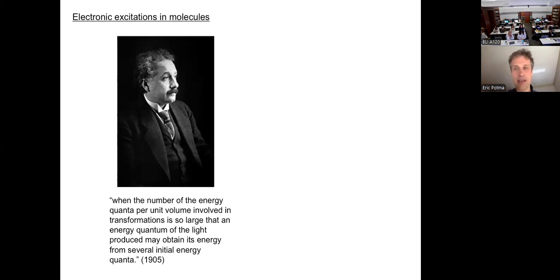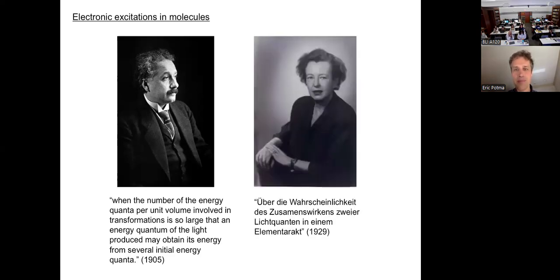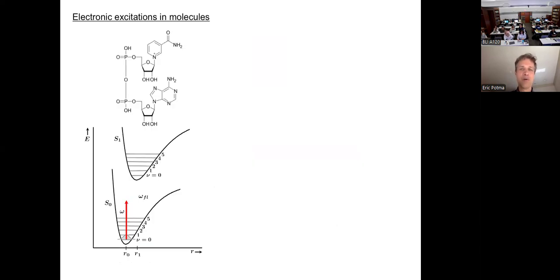Nothing was done with it, in fact, until Maria Goeppert-Mayer actually said more or less the same thing, but calculated the whole thing out. Beautiful paper, very detailed. This is the German title, as you can see, which means on the probability of the cooperation of two light quanta in one step. That was 1929, and the laser didn't exist. So she predicted almost everything there was to know about this process, but nobody could prove it because lasers didn't exist yet.